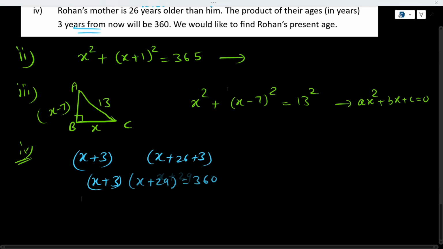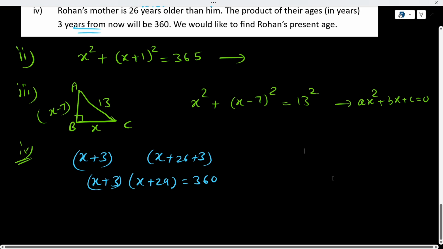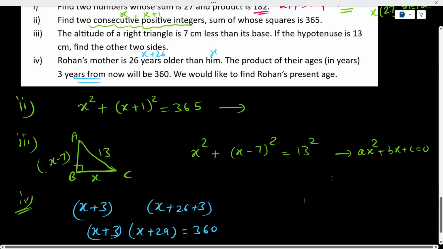So again, you have seen how to frame equations for these word problems. Please solve these four word problems and answer in the comment box.